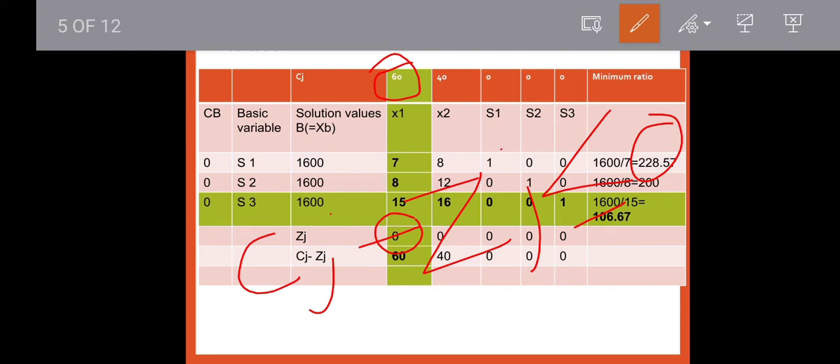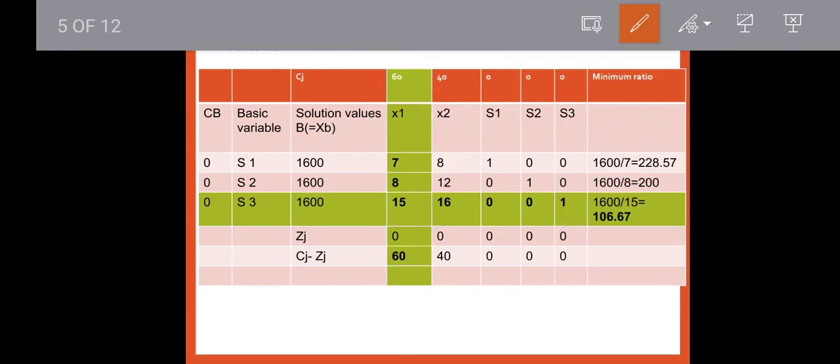But here we get only positive values, so the optimum solution is not satisfied. We need to do one more iteration table. Now here we should take the maximum value of the Cj minus Zj row. The maximum number is 60. That column will be called the key column.